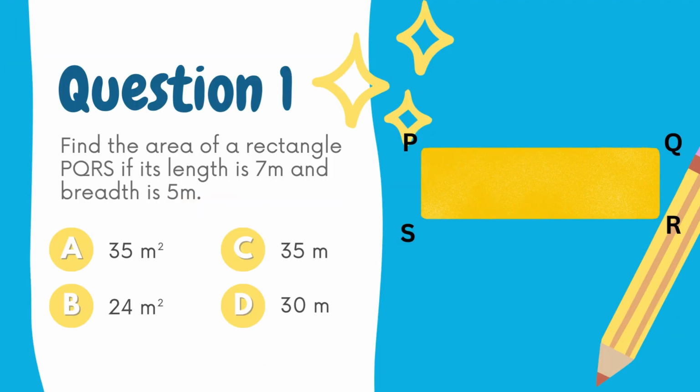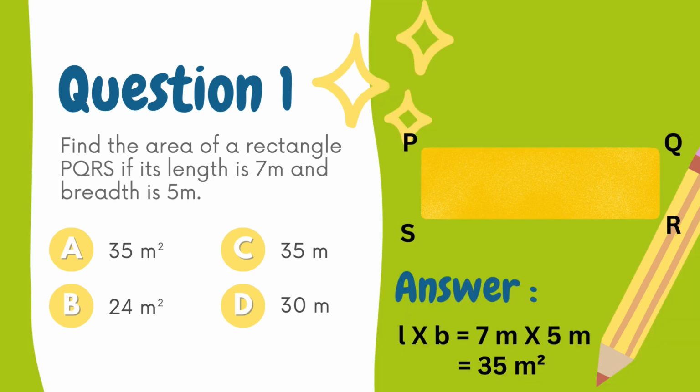Question number 1. Find the area of a rectangle PQRS if its length is 7 meters and breadth is 5 meters. Let's look at the answer. Area of the rectangle formula is L into B. L equal to 7 meters into 5 meters. 7 5s are 35 and meter into meter is square meter. 35 square meters is the answer.